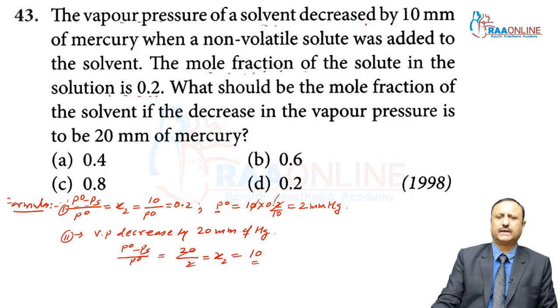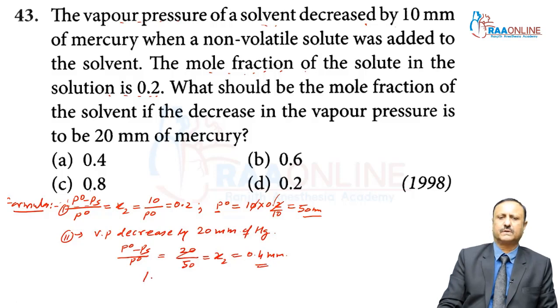My dear students, here you can get this equal to 50, because you can get the 50 millimeter mercury, so you can put here 50. When you put here 50, you can see this 20 upon 50 equals 0.4. This is the mole fraction of X2 solute.